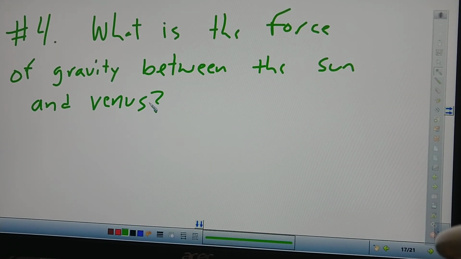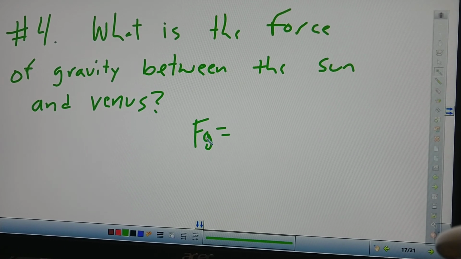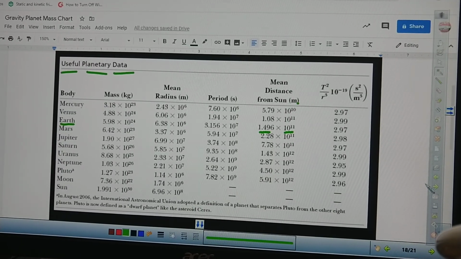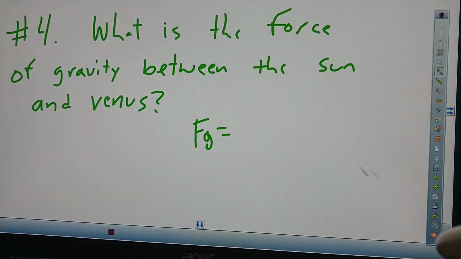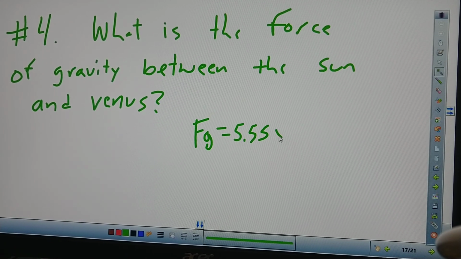What is the force of gravity between the sun and Venus? I used my chart. I got 5.55 times 10 to the 22nd newtons.